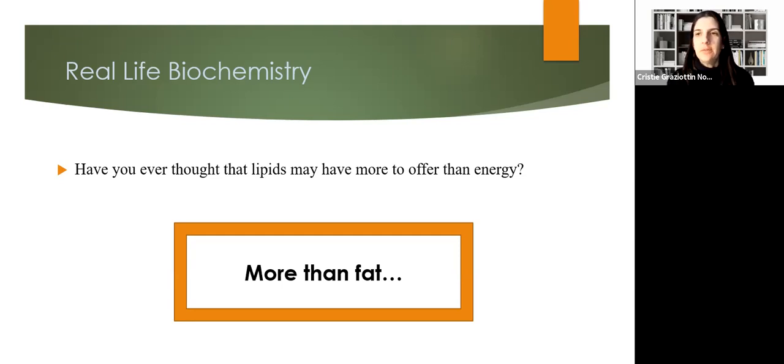So we already talked about the different functions that lipids have, but I want you to emphasize that lipids are much more than a bunch of fat. So today we're going to see another example of the importance of lipids.